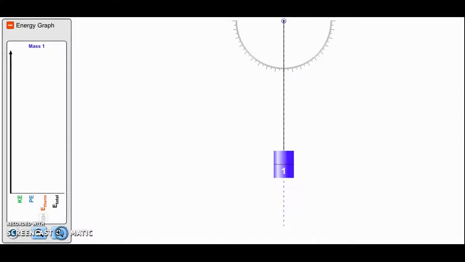Hello, my name is Bryce Cooper, and in this video I will be explaining conservation of energy. In order to explain this topic, I'll be using a pendulum simulation on PhET.